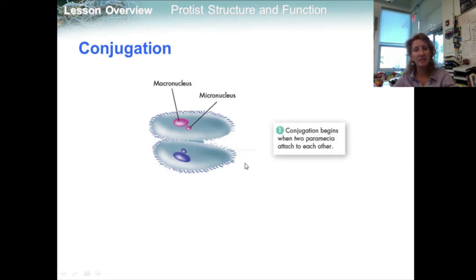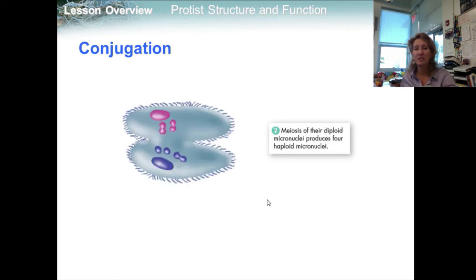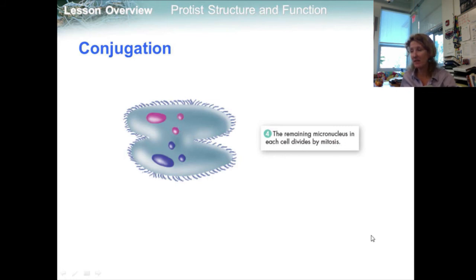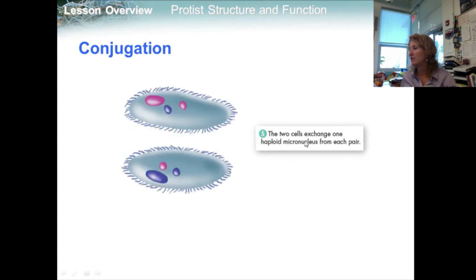So what happens here? The steps are listed, so we're just going to go through them one at a time. Number 1, conjugation begins when 2 paramecium are attached to each other. Number 2, meiosis of their diploid micronuclei produces 4 haploid micronuclei. Okay? 4 haploids. Number 3, in each cell, 3 of the haploid micronuclei disintegrate. They're not used. The remaining micronucleus in each cell then divides by mitosis. This then divides.